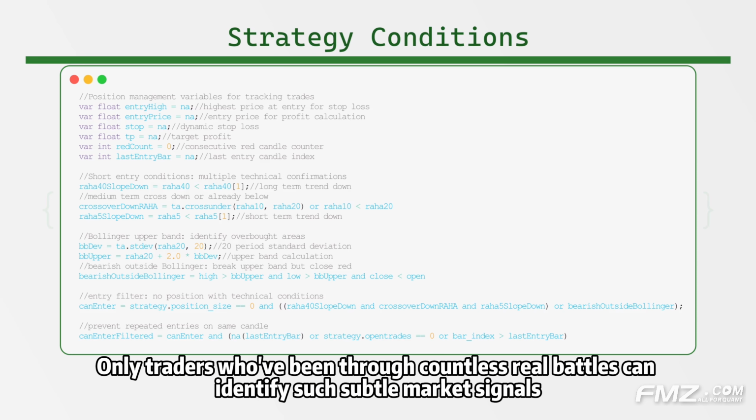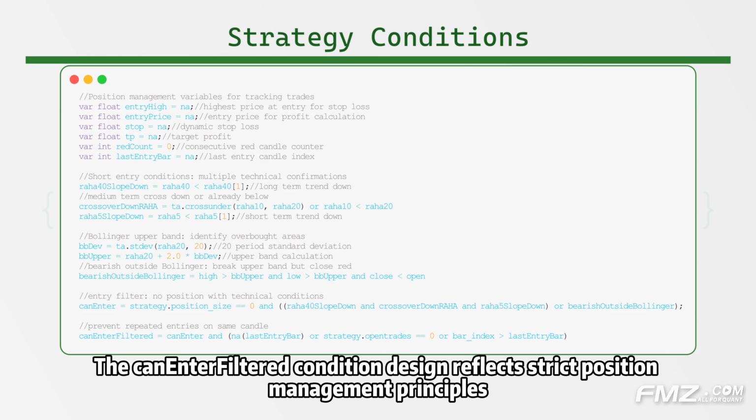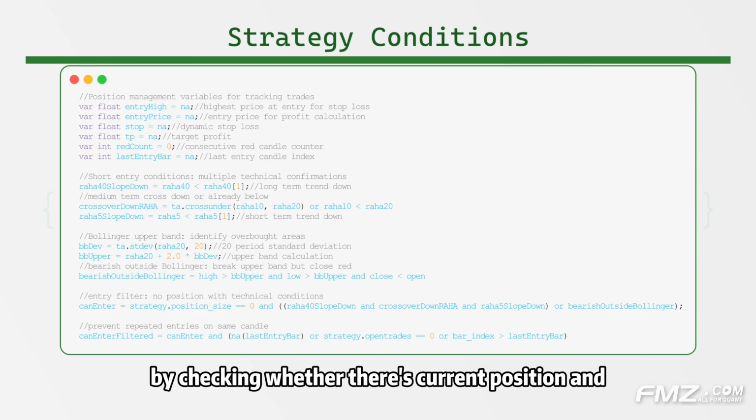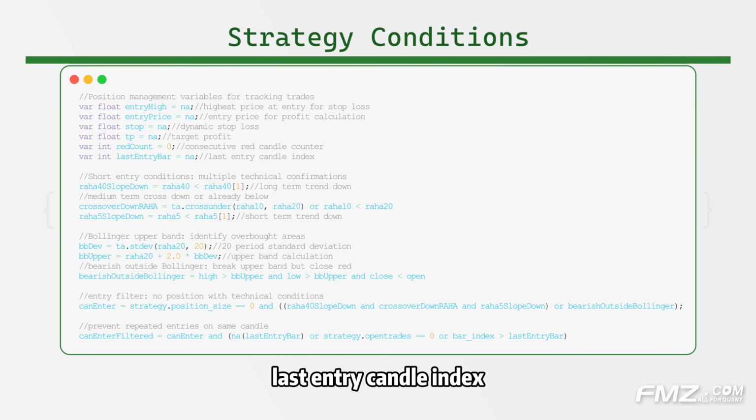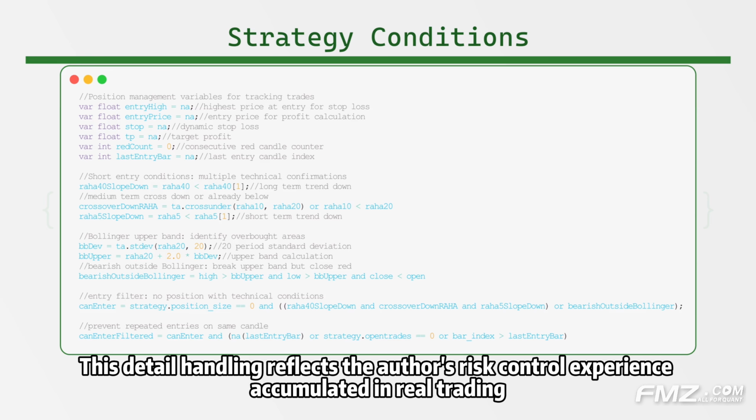Only traders who've been through countless real battles can identify such subtle market signals, and the author converted this experience into specific code logic. The Quant-filtered condition design reflects strict position management principles by checking whether there is a current position and the last entry candle index, effectively preventing repeated entries and overtrading problems. This detail handling reflects the author's risk control experience accumulated in real trading.